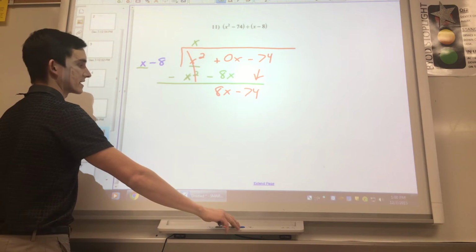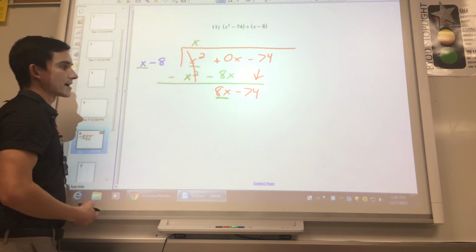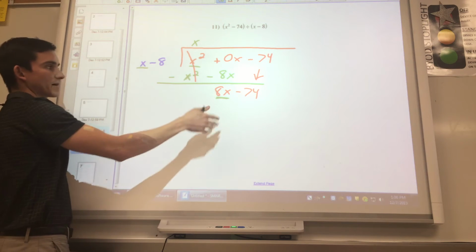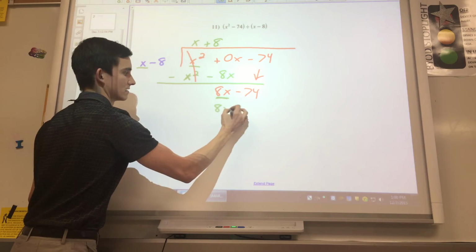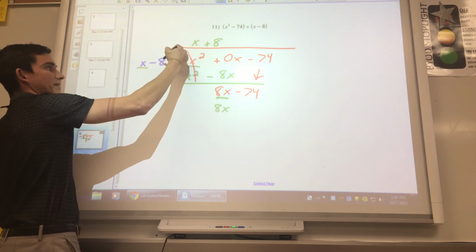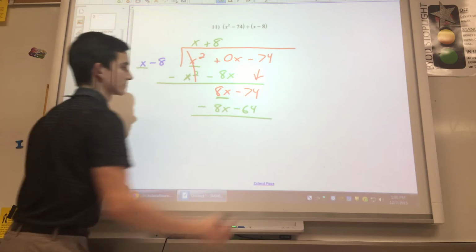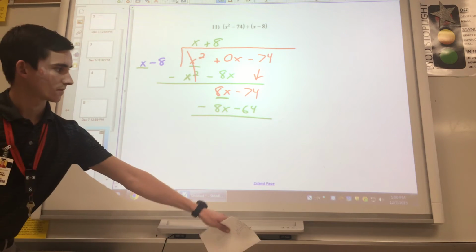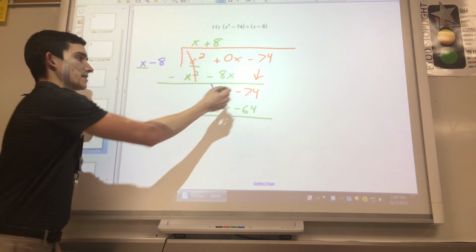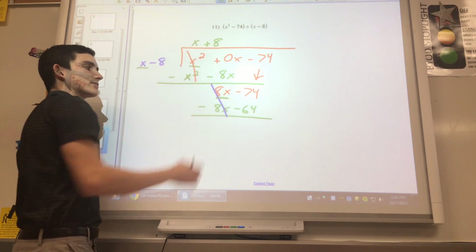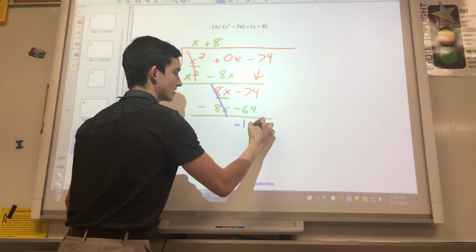All right, question again. What do I need to multiply x by to get 8x? And remember, it's the first term, that's all that matters. You need to multiply by 8. 8 times x is 8x. And don't forget about the negative 8. 8 times negative 8 is negative 64. Subtract, like that. So 8x minus 8x is canceling out. Negative 74 minus a negative 64 is plus 64. So negative 74 plus 64 is negative 10.